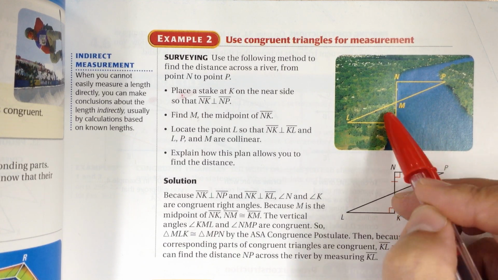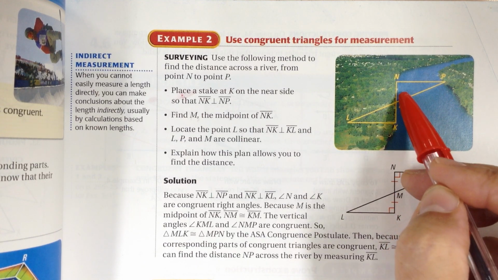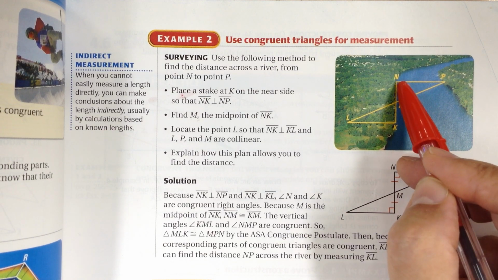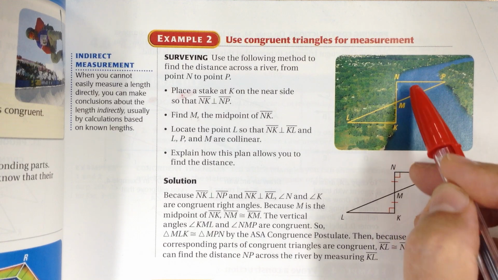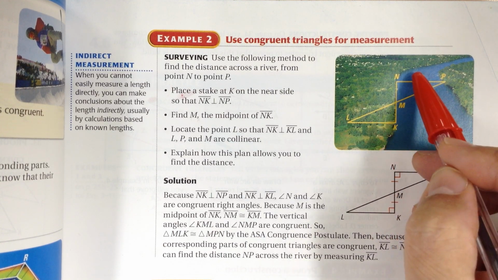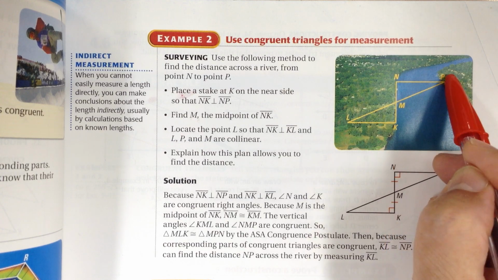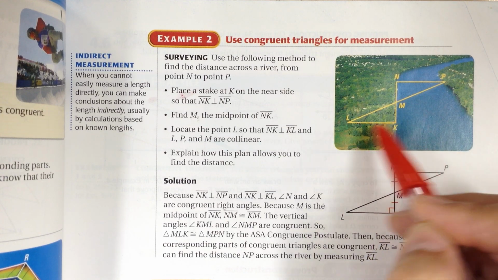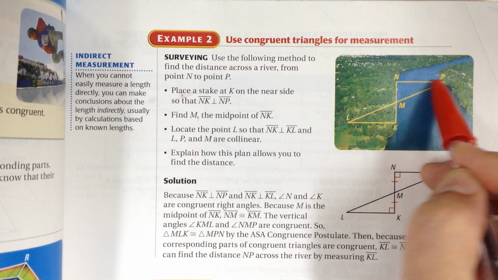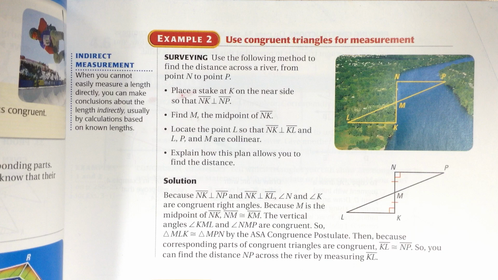And this will be a vertical angle, okay? Because vertical angles are congruent. So you have LA, right? Because these are right triangles, so LA. So therefore, these two triangles are congruent. And once these two triangles are congruent, then CP, this and this will be congruent. So all you have to do is measure this distance, then that's how you know the distance of NP, okay? So that's how you do real life applications.